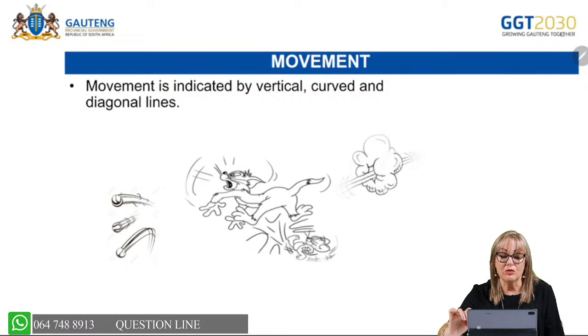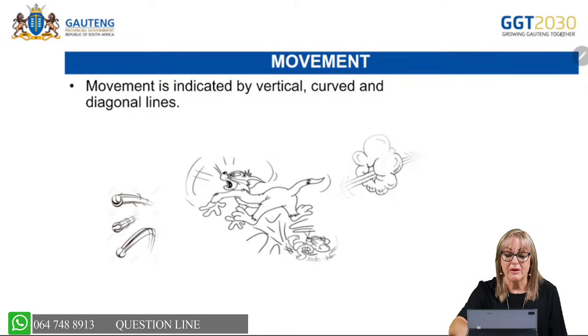Movement in cartoons are indicated by vertical, curved, and diagonal lines. You can see here, there's a ball thrown. It's diagonal. There are straight ones. The cat is throwing something, or he's falling over. Oh no, the mouse is kicking him.